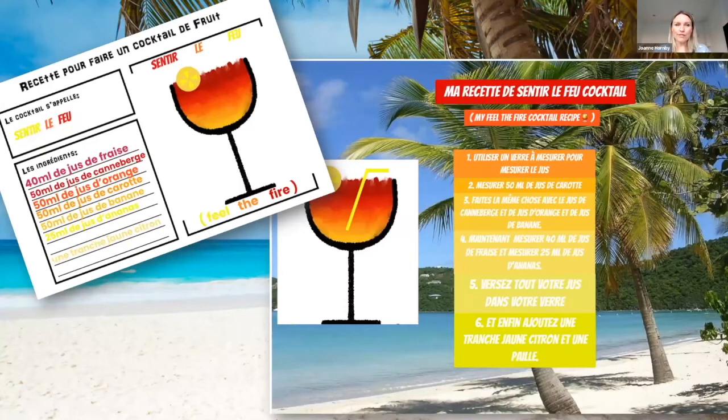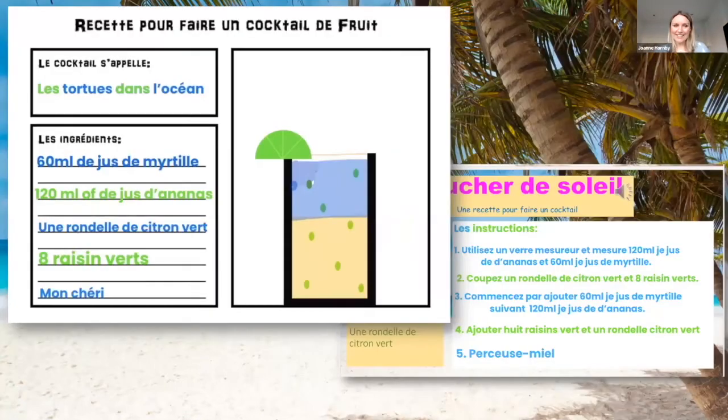And this is one of my favorite, turtles in the sea, and she's added grapes in there to look like little turtles, so they've got a great imagination. Okay, and there's the instructions as well.